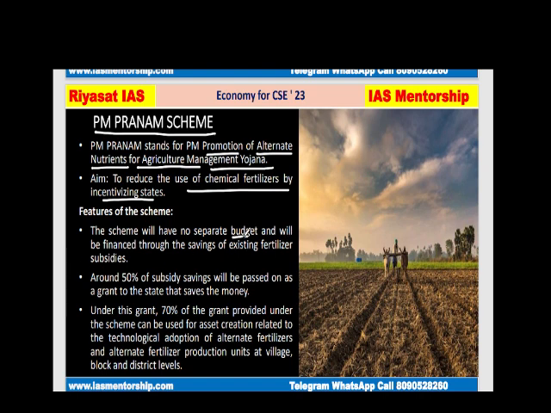Clear? No separate budget will be there and it will be financed through the savings of the existing fertilizer subsidy only. No separate thing will be written in the budget. Clear? Around 50% of the subsidy saving will be passed on. And under this, 70% of the grant provided under this scheme can be used for asset creation related to technology adoption of alternate fertilizer and other things.